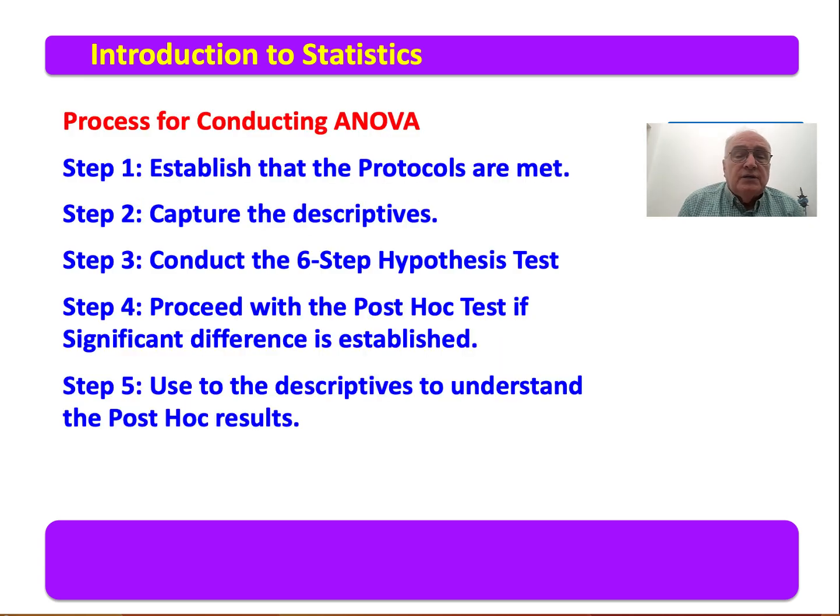Now, here's the process for conducting ANOVA again. Establish that the protocols are met. You have to have independence, normality, and homogeneity of variance. In other words, one does not control the other. The curves are approximately normally distributed, and they have a fairly comparable standard deviation, so the curves somewhat look alike. Once you establish the protocols, and in the process of finding skewness and kurtosis, you also capture the descriptives. You conduct the 6-step hypothesis test, and if you find that a significant difference exists, then you proceed with the post hoc, and once you find where the difference is, you use the descriptives to understand it more.